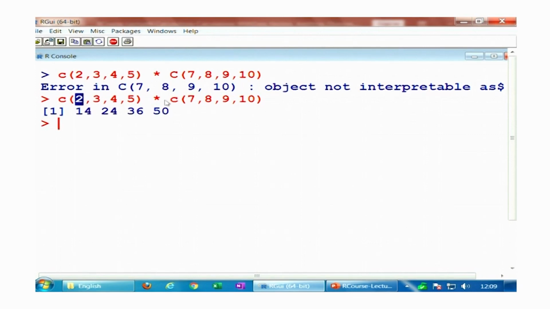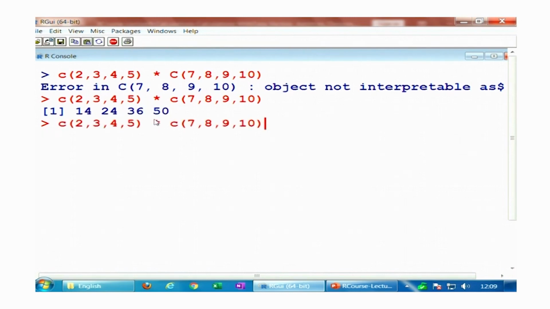So, this 2 is going to be multiplied with 7, 3 in the second position in the data vector 1 is going to be multiplied with the second position's value in the data vector 2. So, this will be 3 into 8 and then third and fourth values in the data vector 1, which are 4 and 5, they are going to be multiplied with the third and fourth values in the data vector 2, which are 9 and 10 respectively, and you get here the values 36 and 50. 4 into 9 is 36 and 5 into 10 is 50.